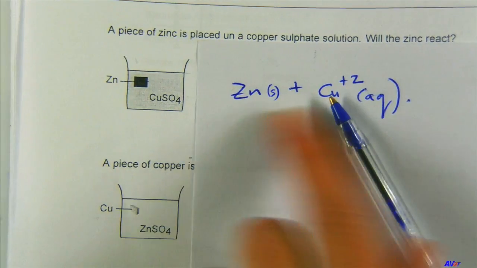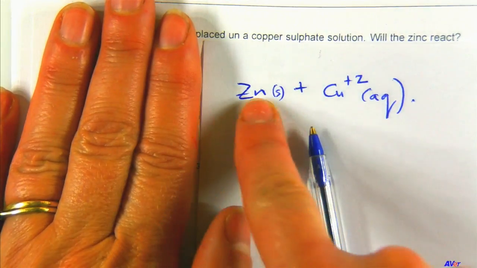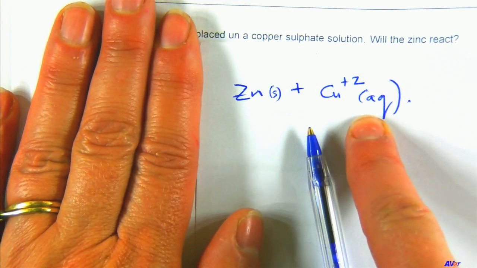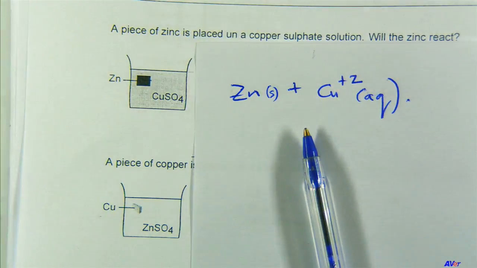So if I just show you this without the picture, you should know it is a piece of zinc in a copper solution. Is that right? Now tell me, does zinc like to be like that, or does it prefer to be 2+?